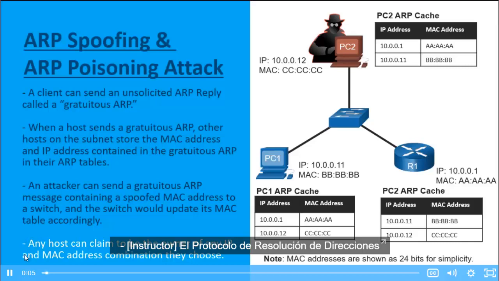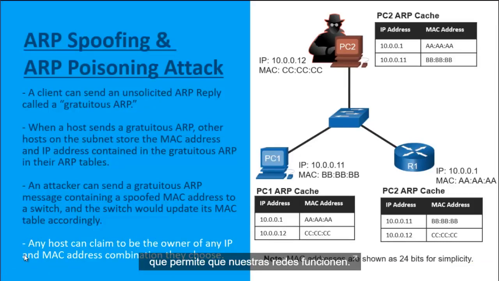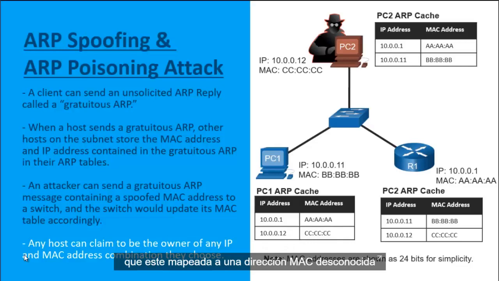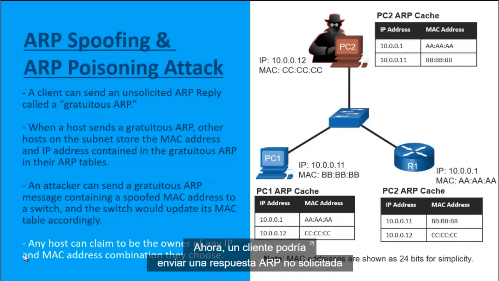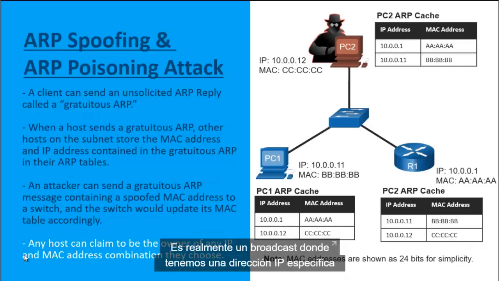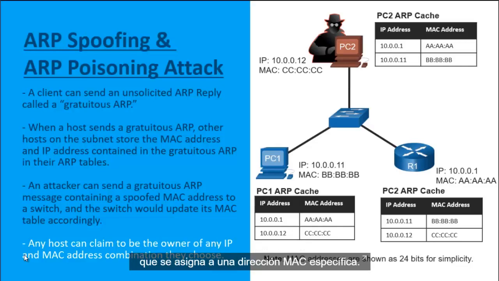Address Resolution Protocol is a powerful protocol on our networks that allows our networks to function. With ARP, we're talking about having a known IP address being mapped to an unknown MAC address, and this is being used all the time with our devices on the network. Now, a client can send an unsolicited ARP reply, which is known as a gratuitous ARP. It's really a broadcast that we have a specific IP address that is mapped to a specific MAC address.